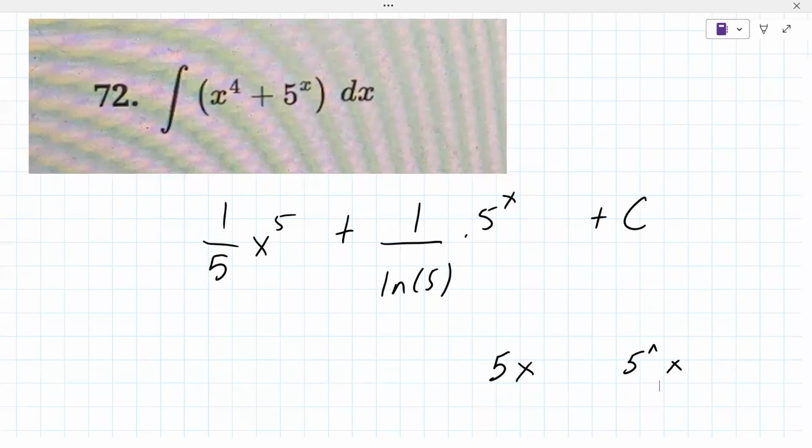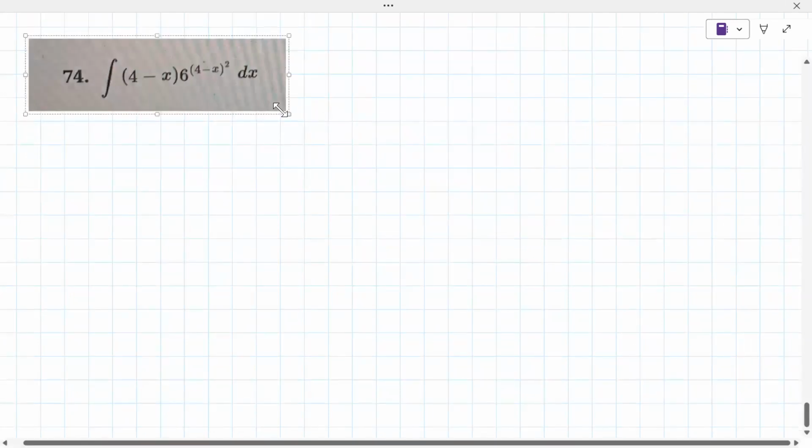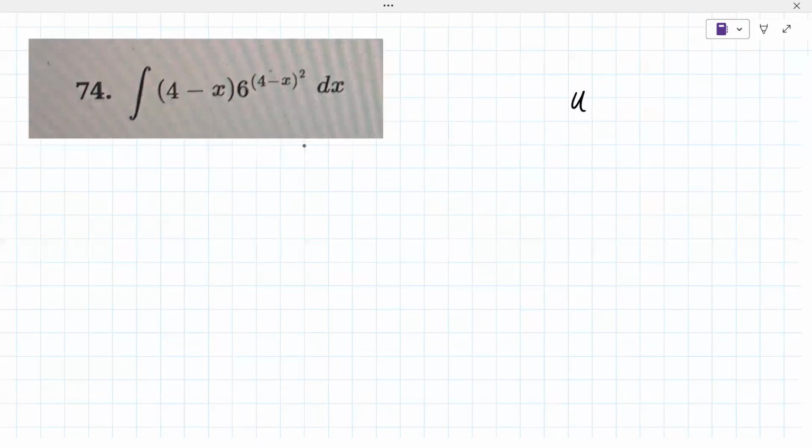All right, good. So the next couple of problems here move into the substitution problems we've been doing, the more complicated integration. But let's take a look here. I'm going to do 74 first. Typically your u is the exponent, the full 4 minus x squared. So will you take a derivative of that for us, please?